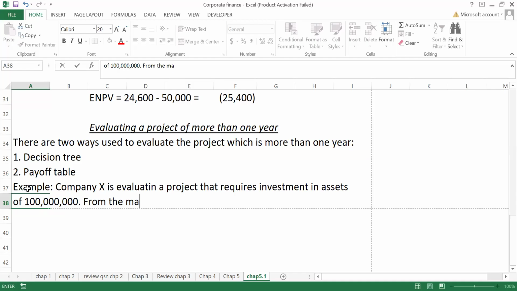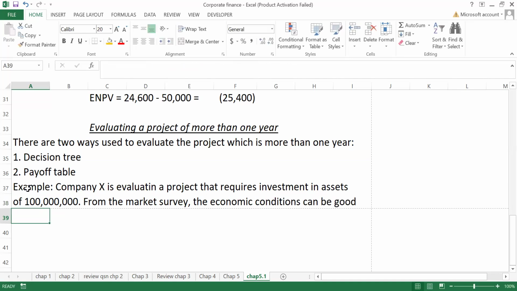From the market survey, the economic conditions can be good or bad. The probability.